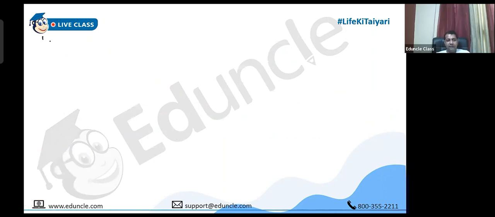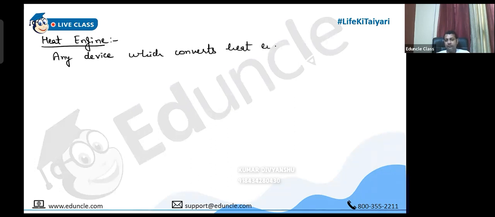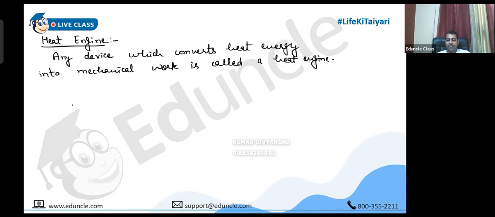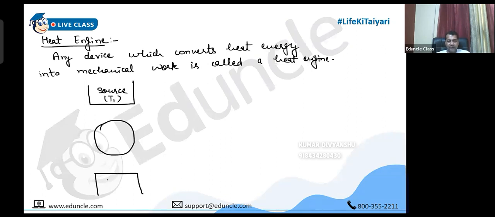Let us discuss heat engine and try to derive the formula for its efficiency. What is a heat engine? A device which converts heat energy to mechanical energy, or mechanical work, you can write. And it consists of three elements: heat source, working substance, and sink. So here is the source, which is at a temperature T1, and there is a gas in this enclosure, and there is a sink at lower temperature T2.